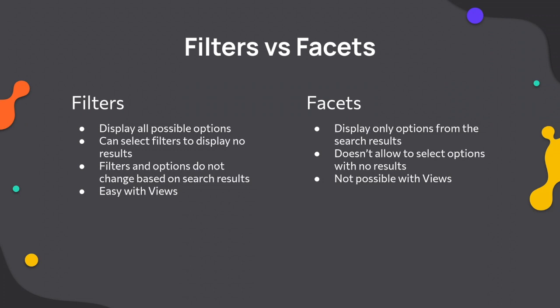Facets, on the other hand, display only the options that are relevant to the search results. So you're never going to get yourself in a situation where something in a facet doesn't apply to at least one of the results on the page. And because of that, it doesn't allow you to select a combination of facets that don't return any results. You're always going to have at least one result when you're doing a combination of facets. It's not possible with Views though, right?